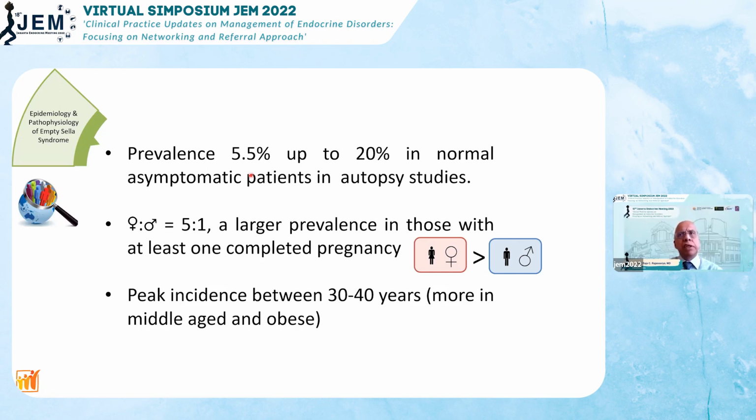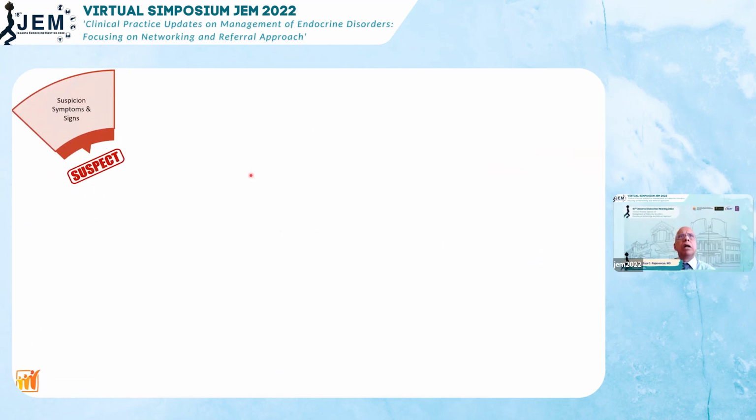And the peak incidence is between about 30 to 40 years after the reproductive age group, more common in the obese. When do you suspect?